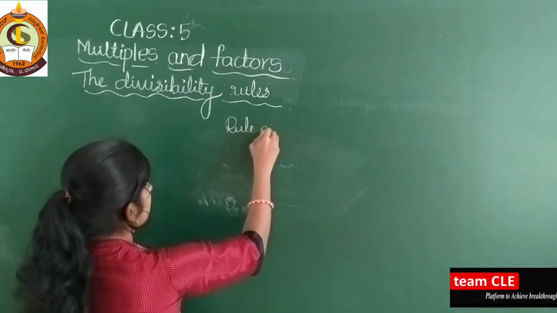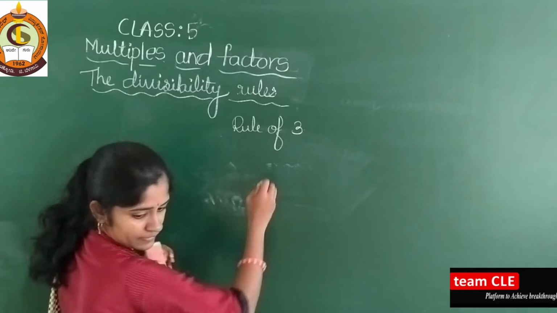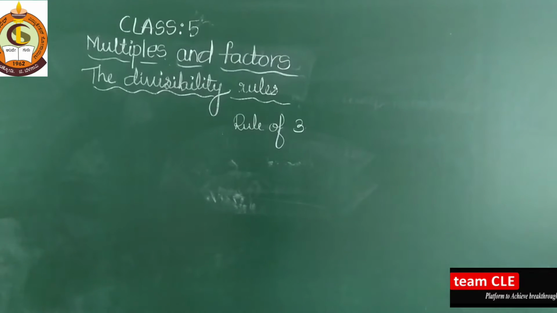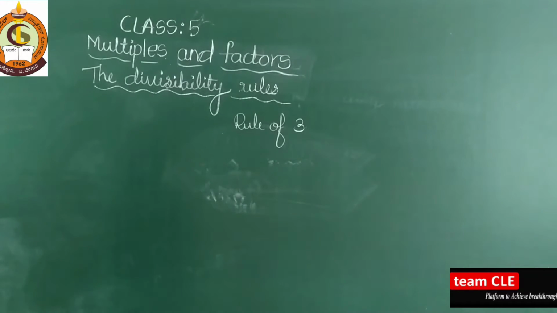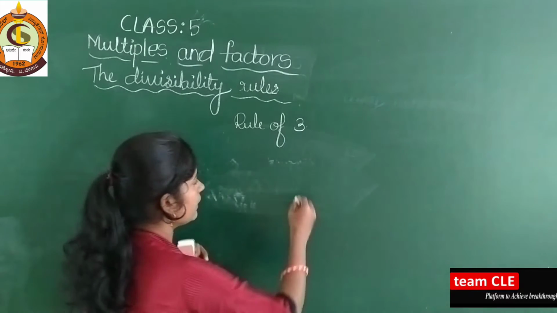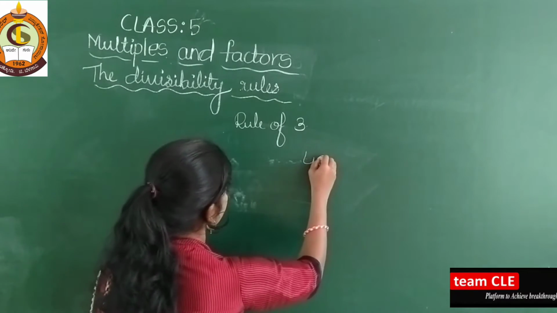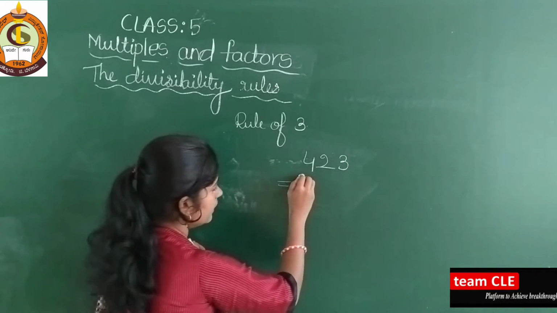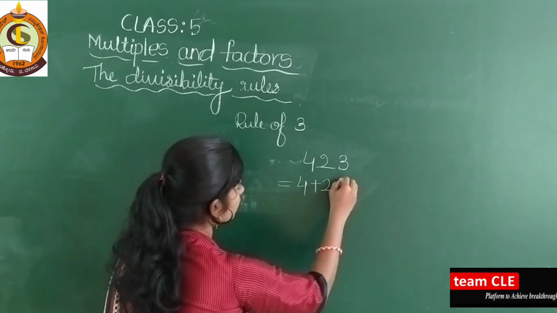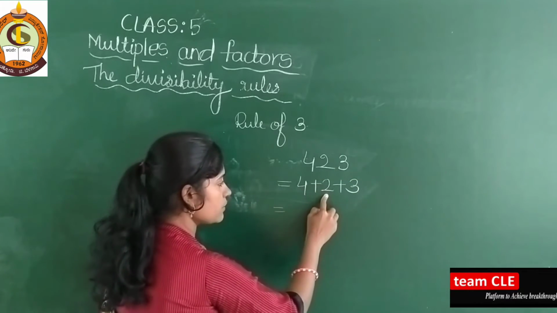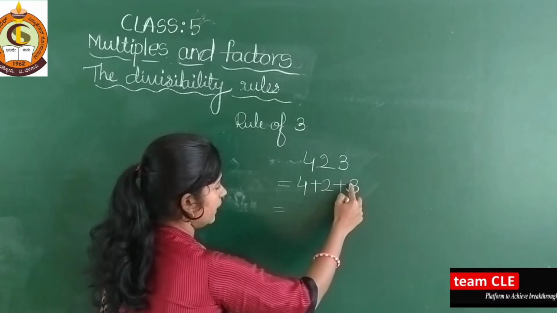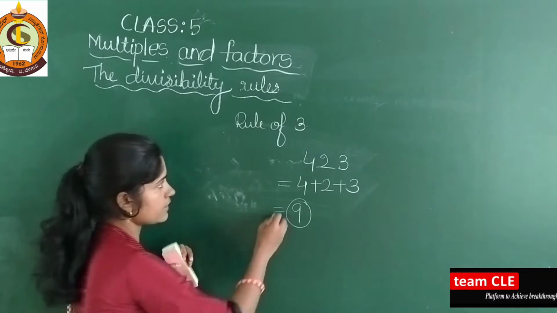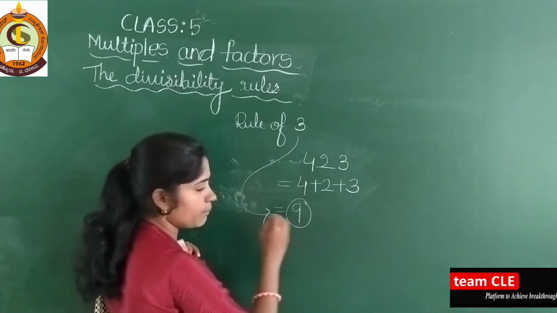Next, let us learn the divisibility rule of 3. Let us take one example. I will take 423. Add the digits: 4 plus 2 plus 3. 4 plus 2 is 6, 7, 8, 9. So 9 is there, and 9 is a multiple of 3.